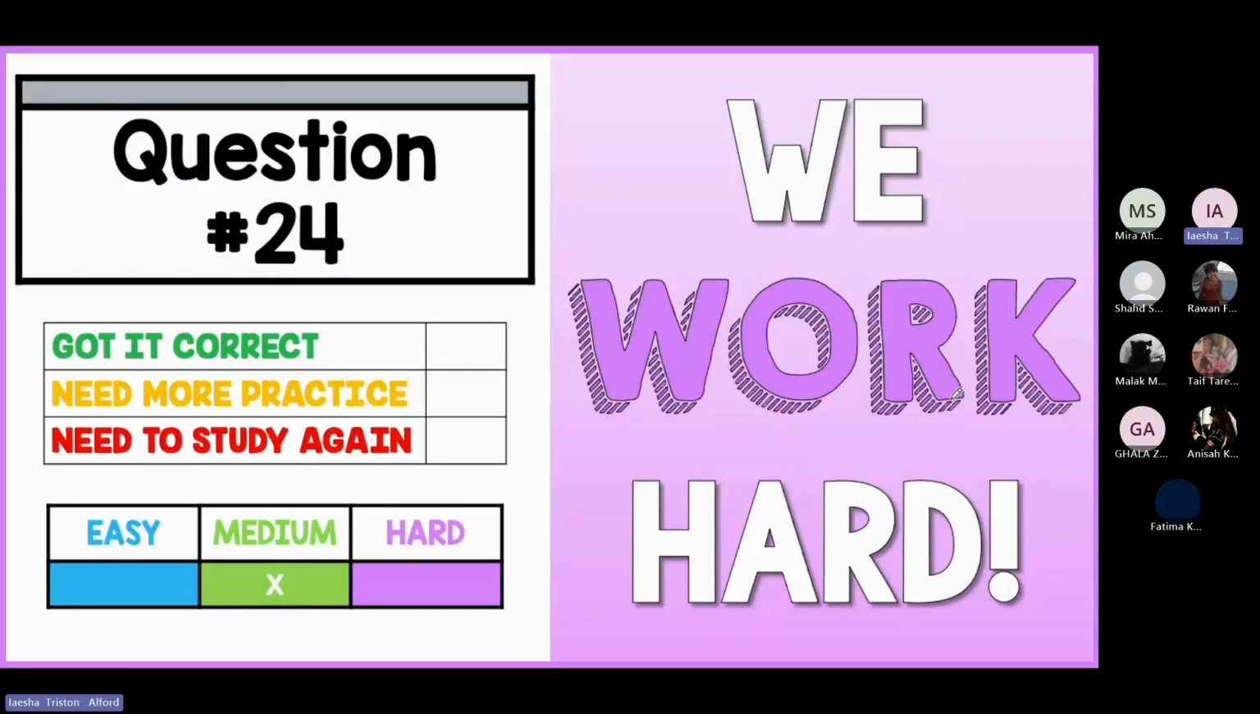So this is question number 24. I put it as medium. It depends on what kind of equation they give you. But I think you should be able to solve this one, no problem at all.